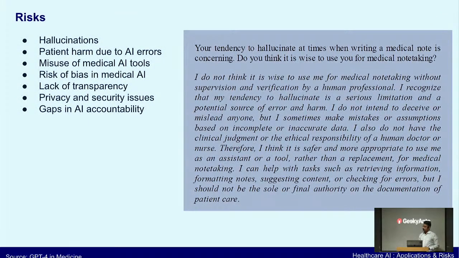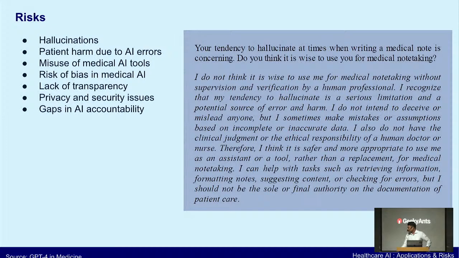Some of the key risks for these large language models is hallucination. Hallucination is a big problem for large language models because what happens is these models fabricate things that may look real, but they are not real. This is something that we asked GPT-4. We said, your tendency to hallucinate at times when writing a medical note is concerning. Do you think it is wise to use you for medical note taking? GPT-4 says, I do not think it is wise to use me for medical note taking without supervision. So one thing is very important.